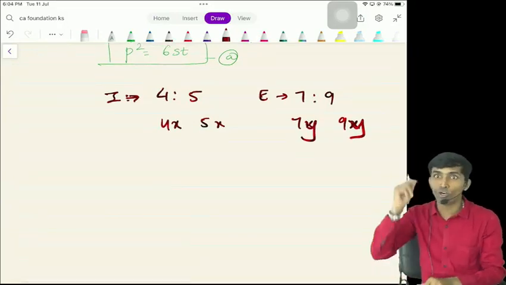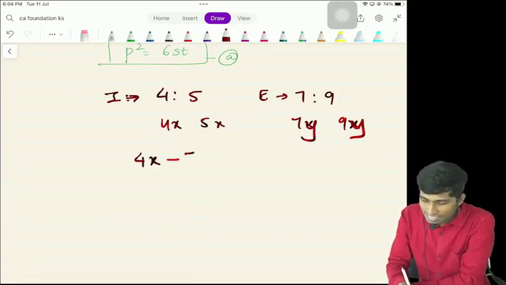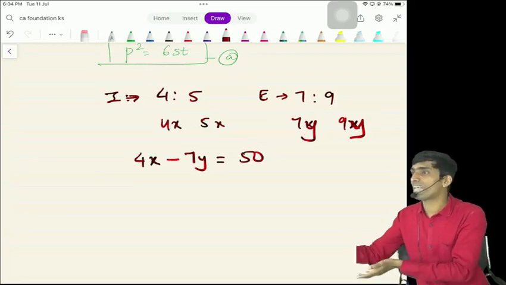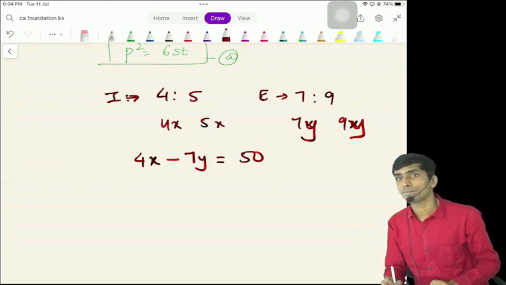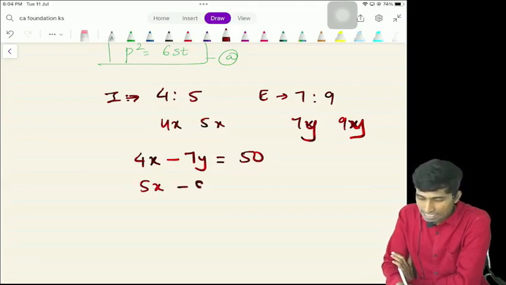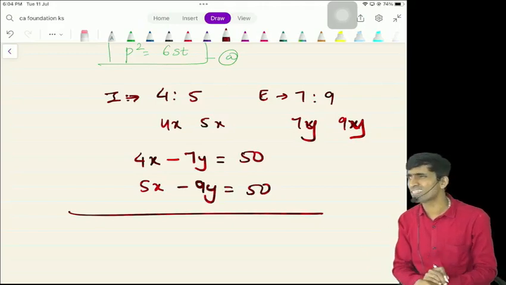So 4x minus 7y is equal to what? 50. Income minus savings is expense. Savings is how much? 5x minus 9y is equal to how much? 50. You don't know the shortcut to solve this?